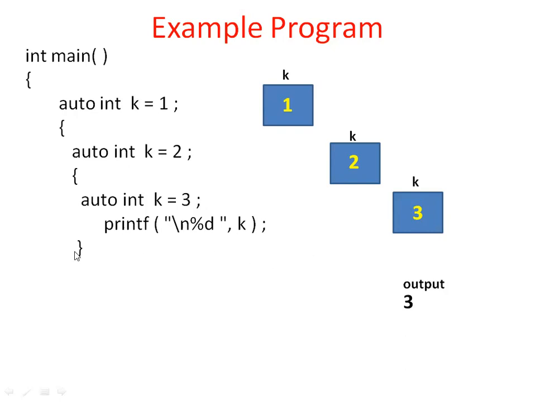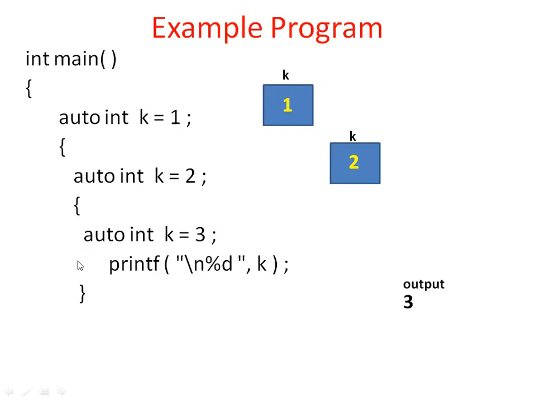Once the control comes out here, just see here. After the closing brace, control goes to the next statement. Then immediately this K memory will be released here. Then control goes to the next printf statement, say printf percentage d comma K.